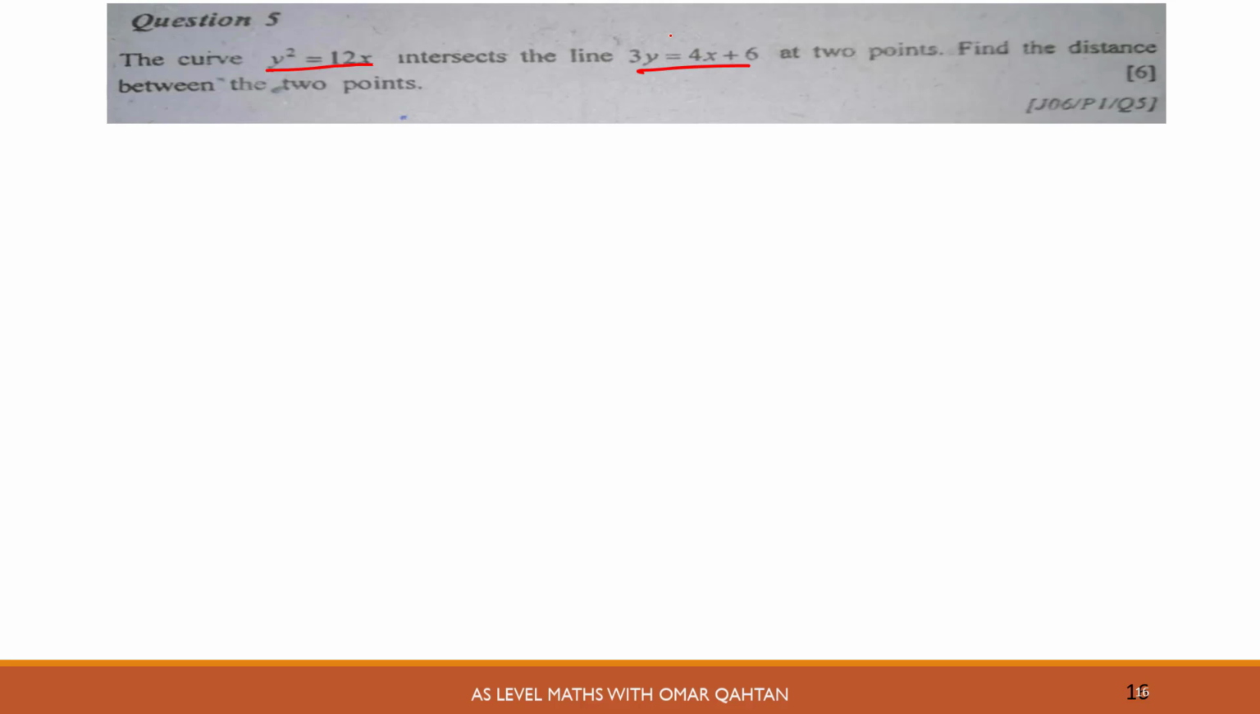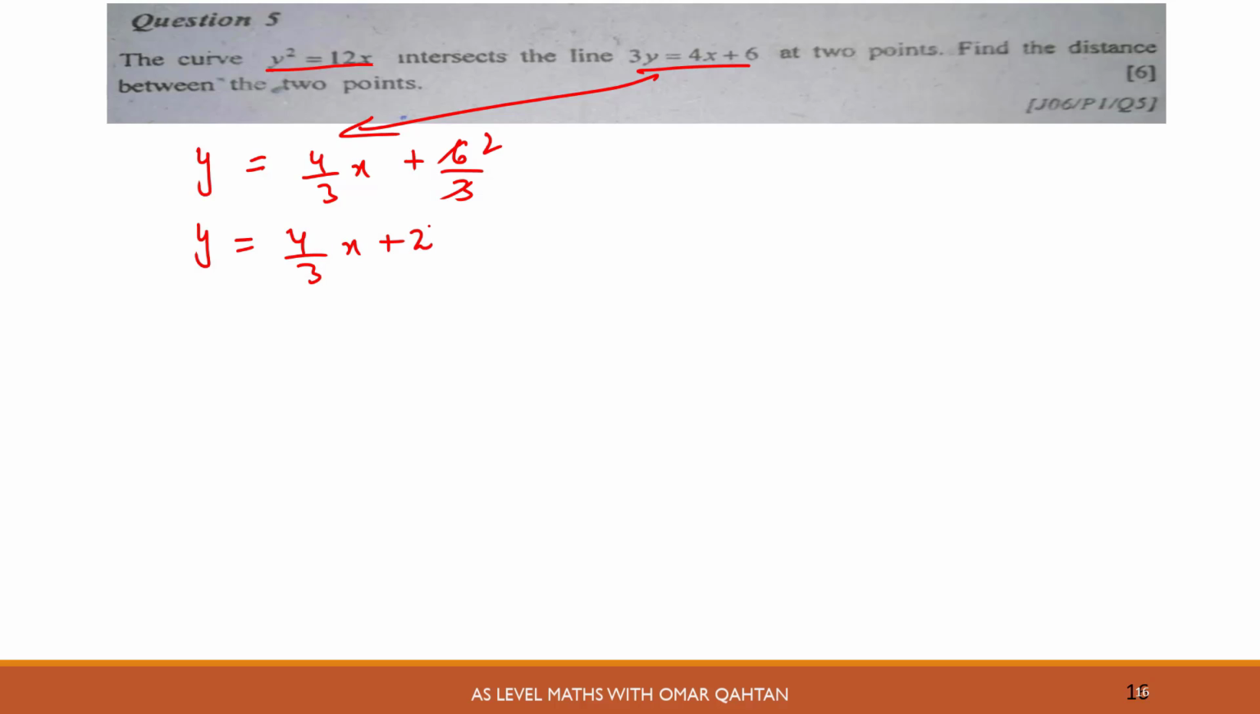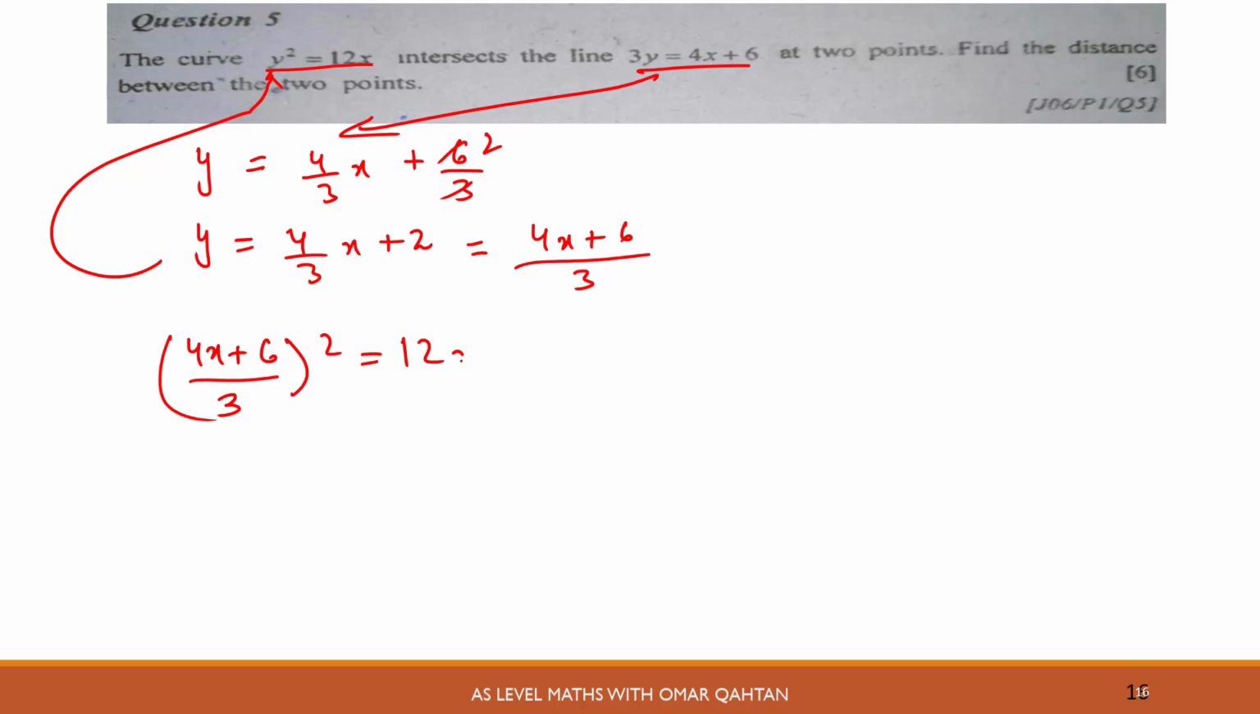Alright, so first convert this equation, make y the subject. So this equation will become 4 upon 3 x plus 6 upon 3, which will be y equals 4 upon 3 x plus 2. Now I'll just substitute this equation into this curve. So (4x plus 6 upon 3) whole square is equal to 12x.